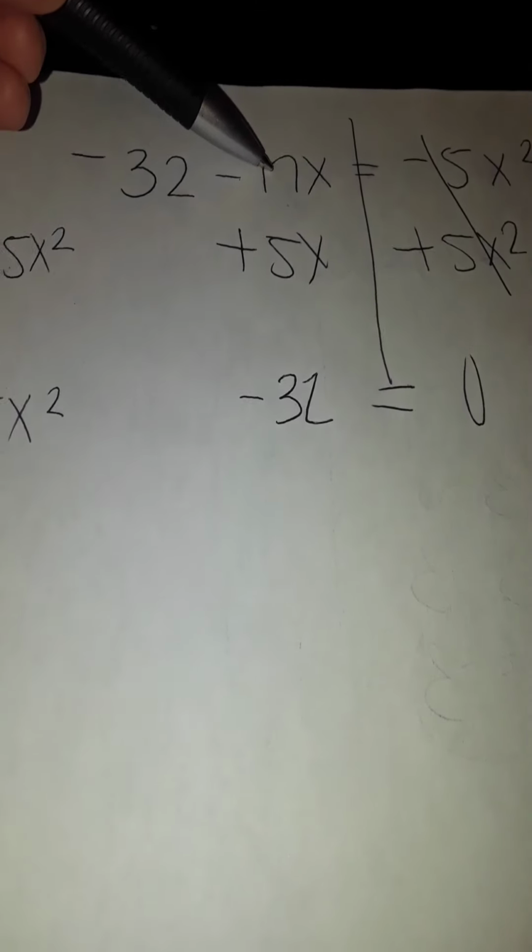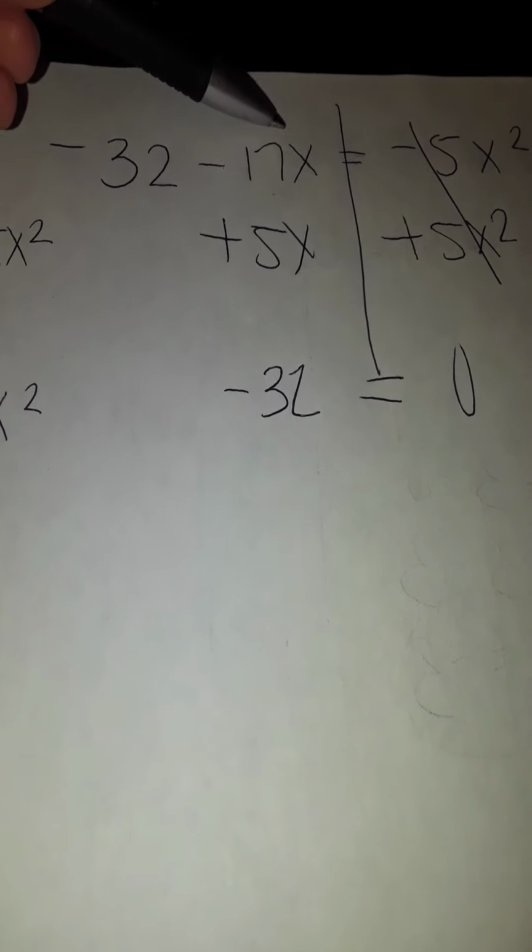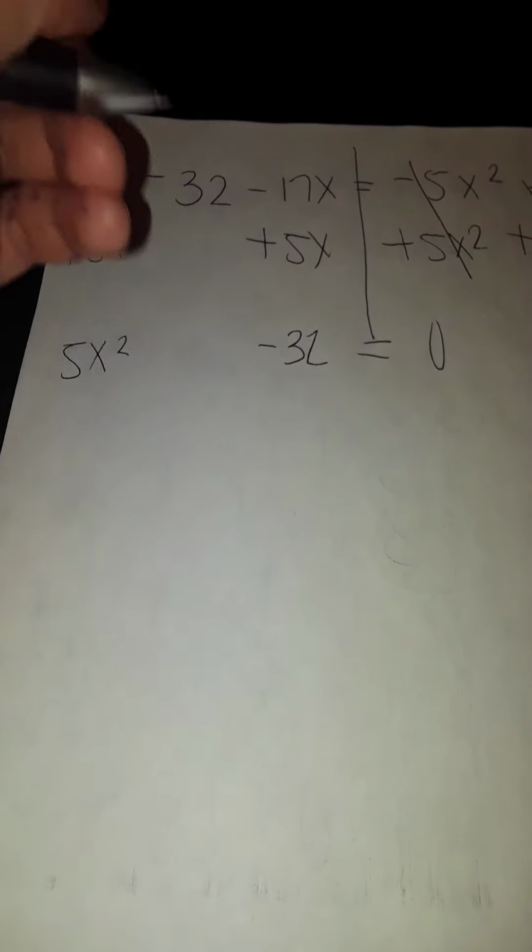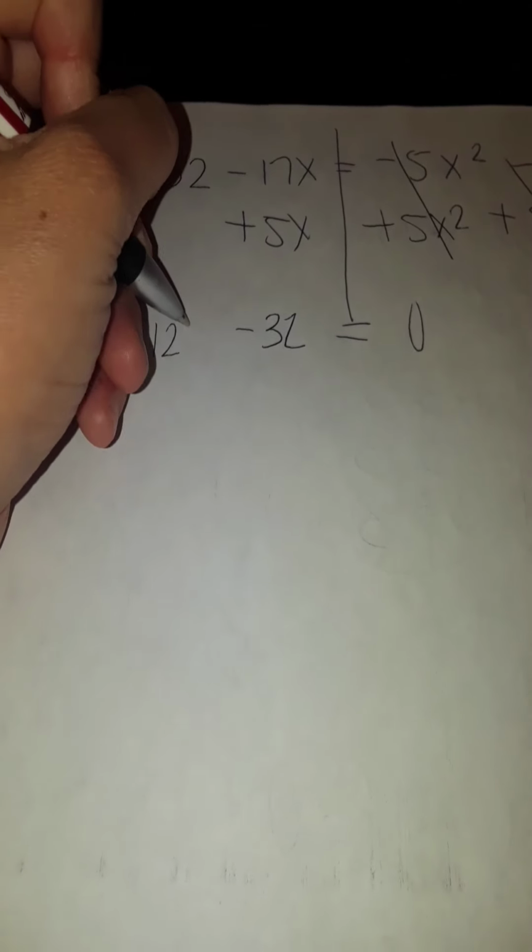What's negative 17x plus 5x? What does that add up to? Negative 12x. Okay. Now it's equal to 0. All right, here is the fun part. We haven't done this factoring in a long time, and I can't factor it the same way I just factored that first one on the front. Here's why. A is 5.